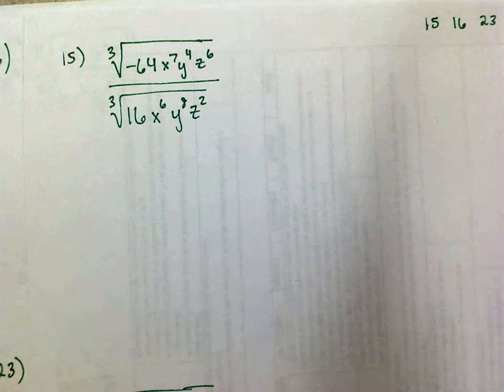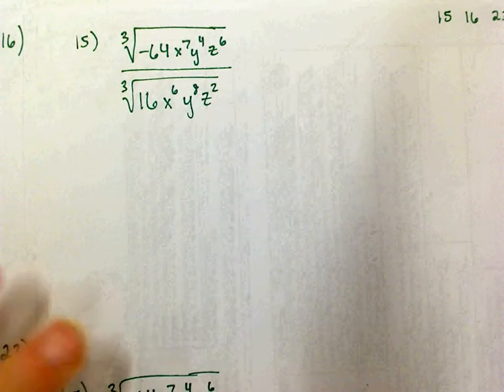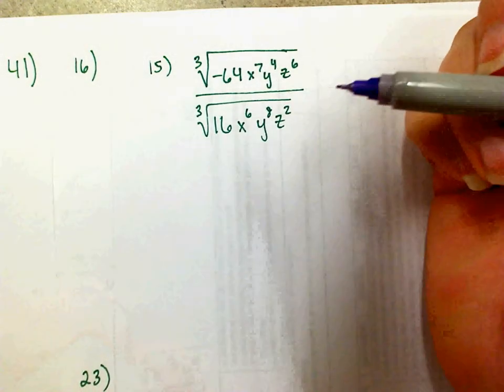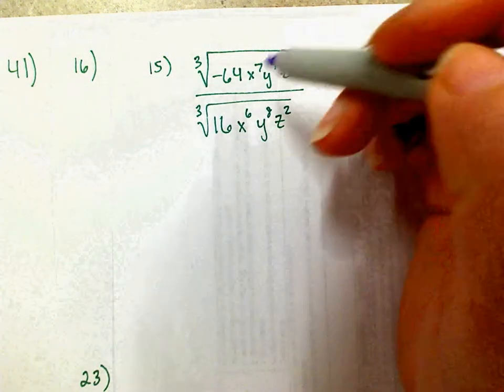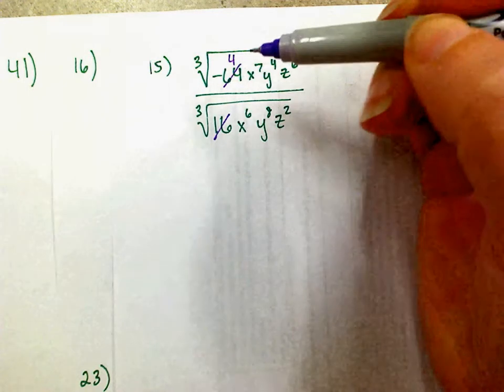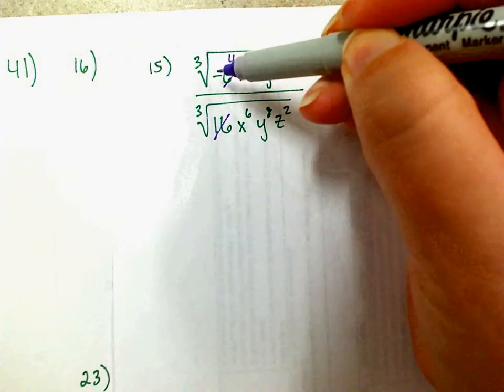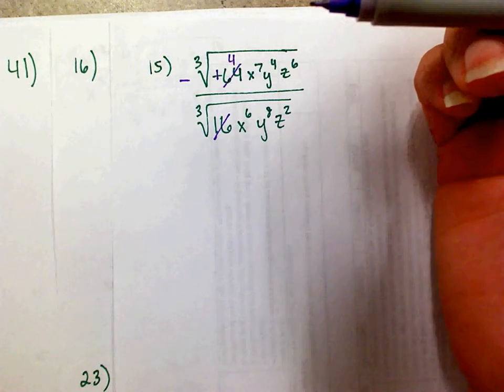going crazy. Okay, so on number 15, I'm actually going to work it two different ways because some of you think of it one way and some of you think of it the other. Okay, so the first thing, because I saw it, I went ahead and simplified 64 and 16. 64 divided by 16 is 4. And then the negative: anytime you're taking an odd root of a negative, just make it positive and put a negative on the outside. Okay.